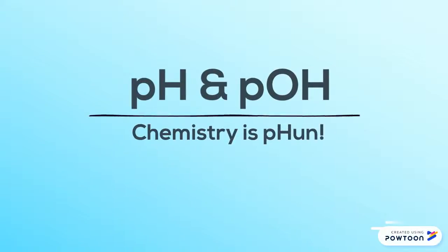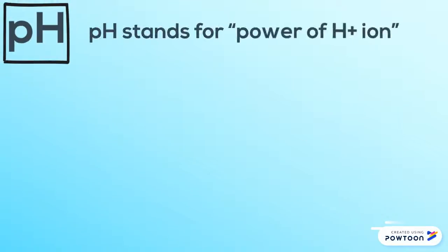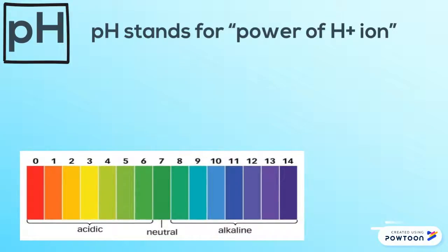For this lesson, we'll be discussing pH and pOH. What do they mean and how do you calculate them? pH stands for the power of the hydrogen ion. pH measures how much hydrogen ion we have in solution. The pH scale ranges from 0 to 14.